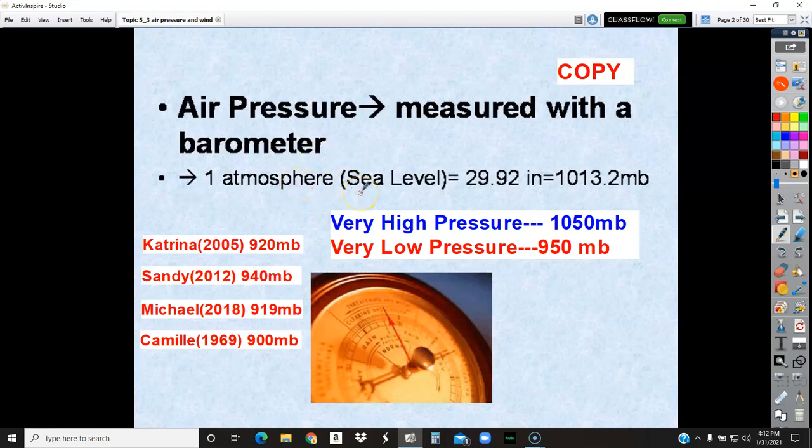Now, if you're at the ocean, or what they call sea level, the standard air pressure is, they call it 1 atmosphere. It's equivalent to 29.92 inches of mercury, or 1,013.2 millibars.